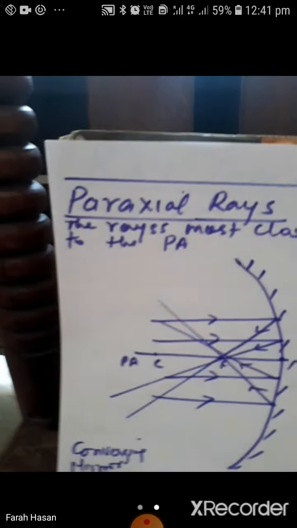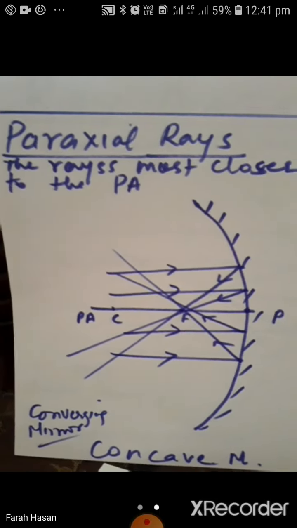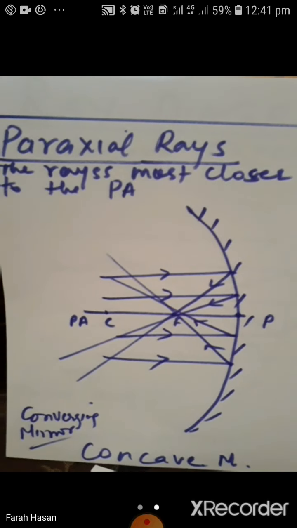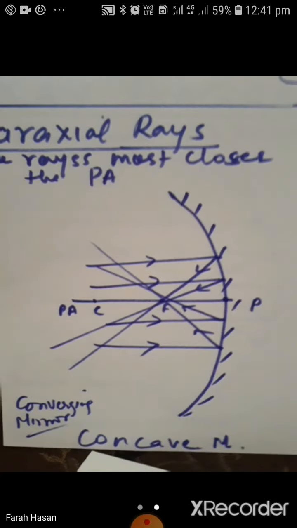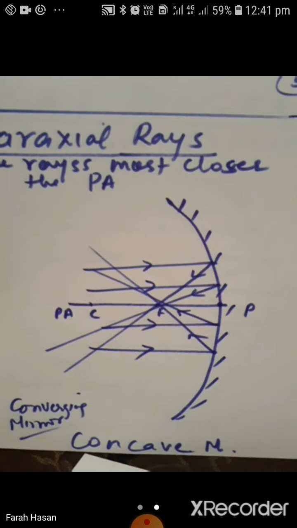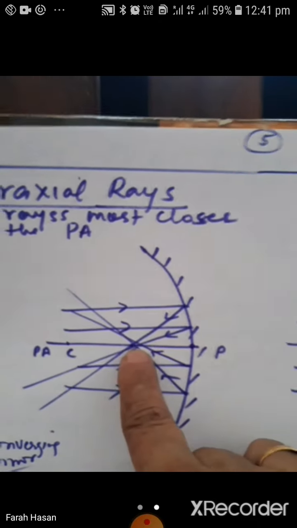So we see that all these rays pass through the point F, that is, they converge at this point. That is why this concave mirror is also known as the converging mirror. So what do we call a concave mirror? We call it a converging mirror, as it converges all the rays at a point which is known as the focus.